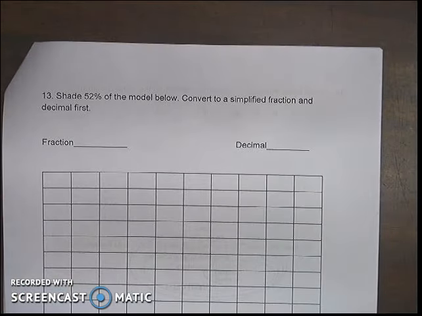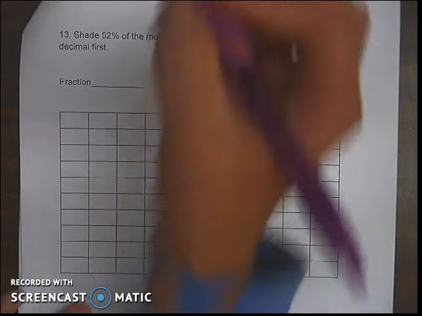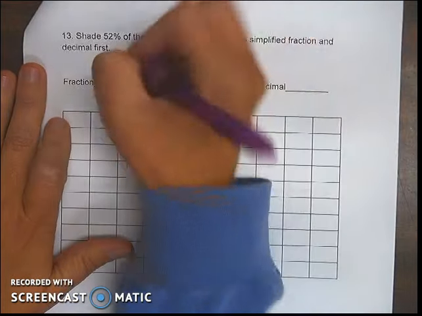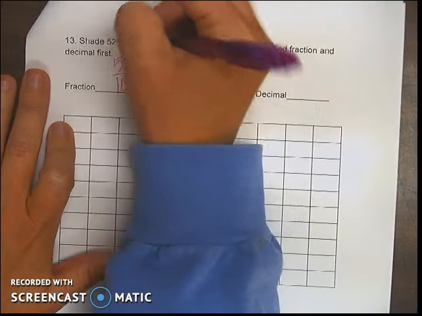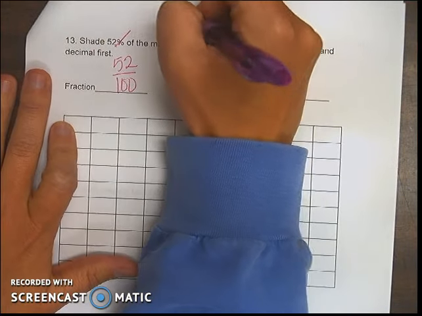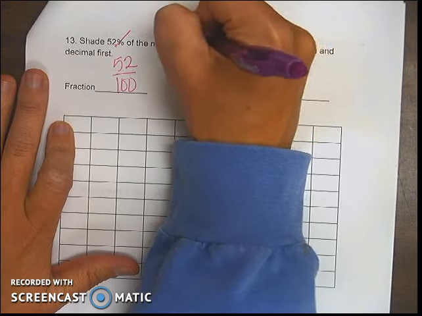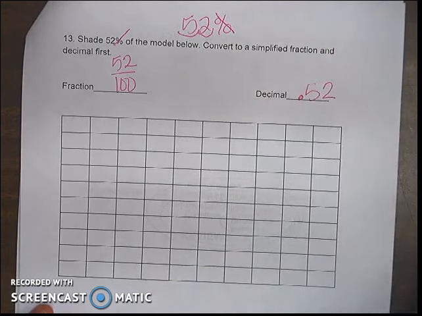Shade 52% of the model below. Convert to a simplified fraction and a decimal first. Okay, we've been doing this and doing this and doing this. 52% would be what? 52 hundredths. Okay, 52%. Mark off the percent sign. Move the decimal 2 places to the left.